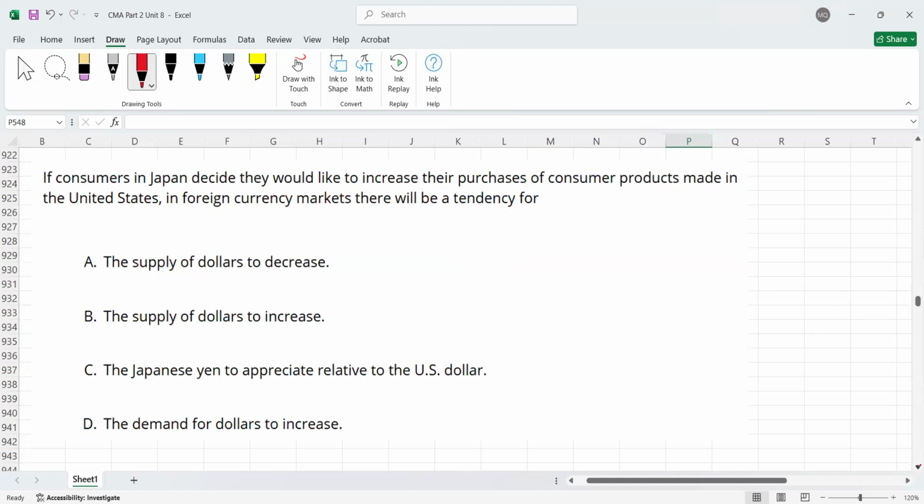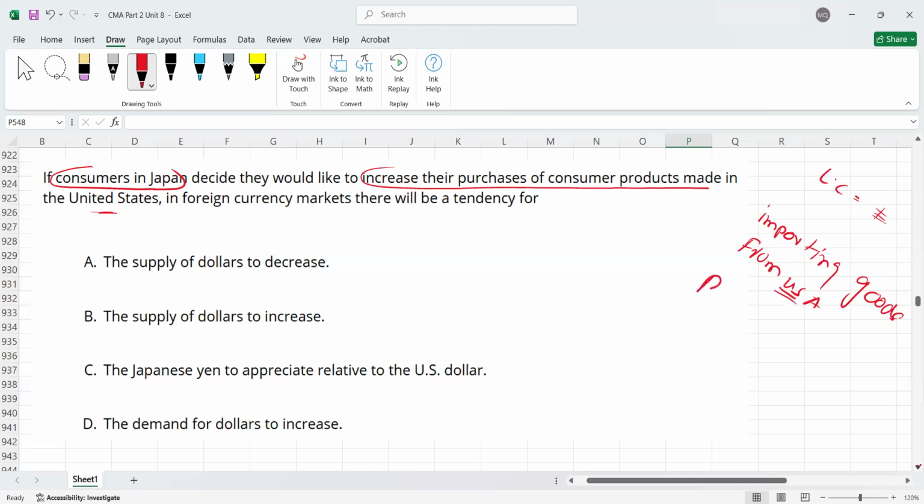The question is saying, if a consumer in Japan decides they would like to increase their purchase of consumer products made in the United States, it means you are importing now. You are living in Japan, your local currency is yen, and you are importing goods from the USA. If you are importing goods from the USA, it means you have to make payments in US dollars.